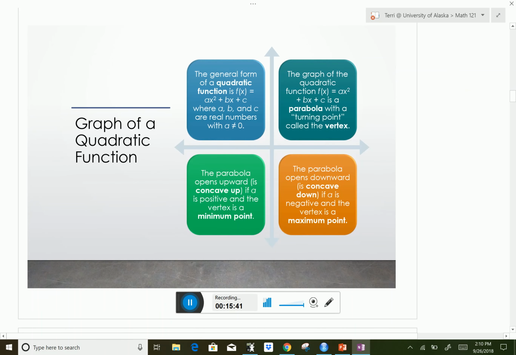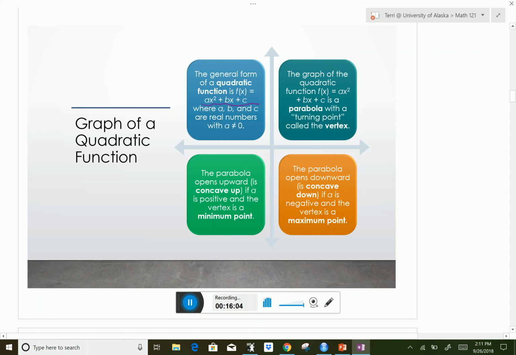About graphs of quadratic functions. Now, we did this a little bit back in chapter 1 before we started talking about linear functions, but we didn't formally do it, and we didn't formally talk about what it was. We did it on our calculator, and that always can be done. But I wanted to talk about our general form, ax squared plus bx plus c.